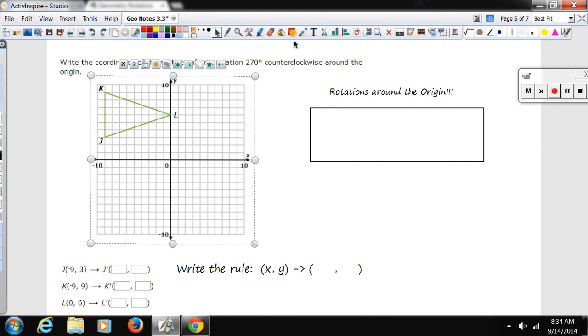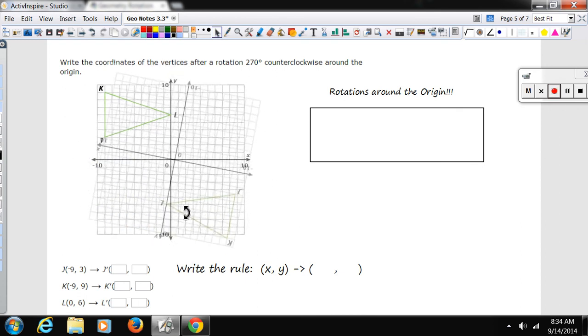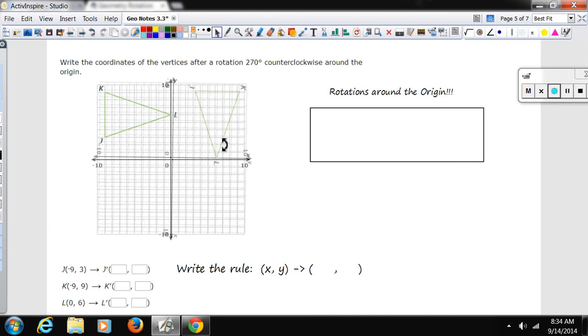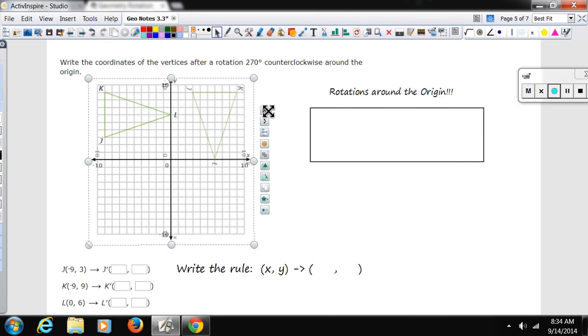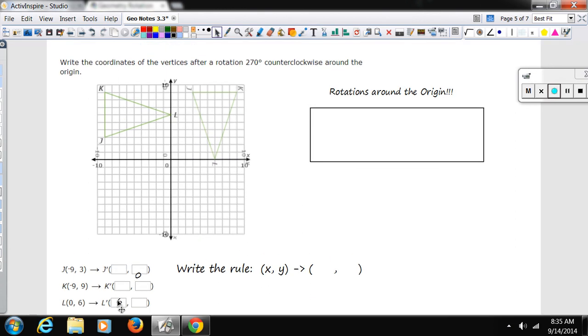All right, here it is. We're going to do 270 counterclockwise. So there's 90 counterclockwise. There's 180 counterclockwise. 270 would be that. Let me move this so it's just right on. That would be where we would want to go. Okay, so right there, these would be the new points. So it looks like L prime is 1, 2, 3, 4, 5, 6, 0. So 6, 0. Actually, L prime, sorry, my bad. Right there, 6, 0.